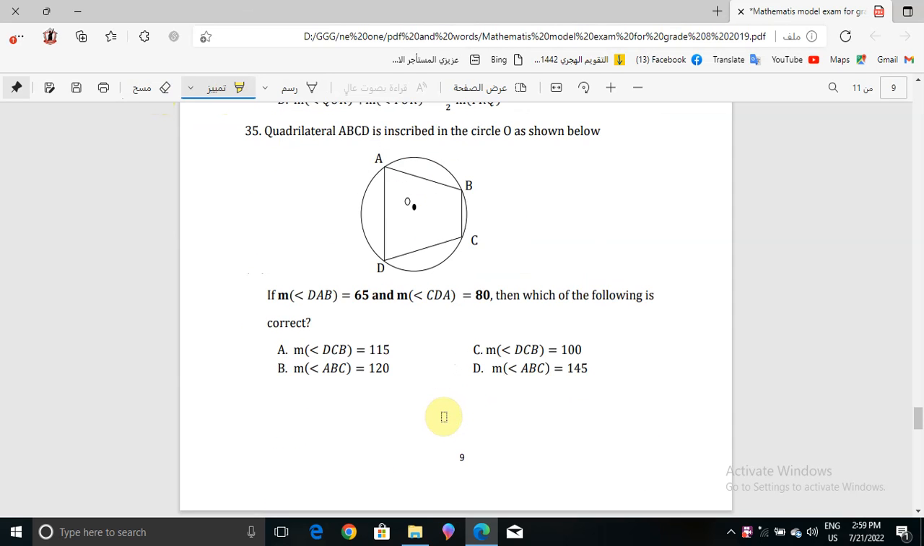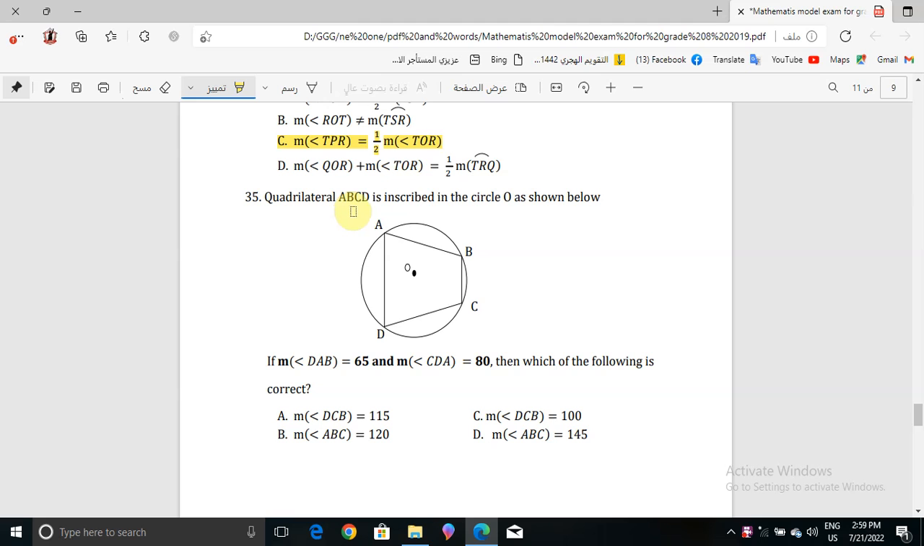Now question number 35. A quadrilateral ABCD is inscribed in the circle O as shown below here. If the measurement of DAB is equal to 65 and the measurement of CDA is equal to 80, then which of the following is correct? So here what we have in A is 65, right? Here is 65 degrees. And for D, we have 80 degrees. Now first of all, let's see DCB. That means we'll find C.